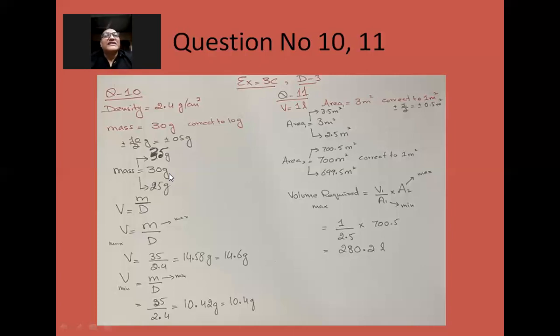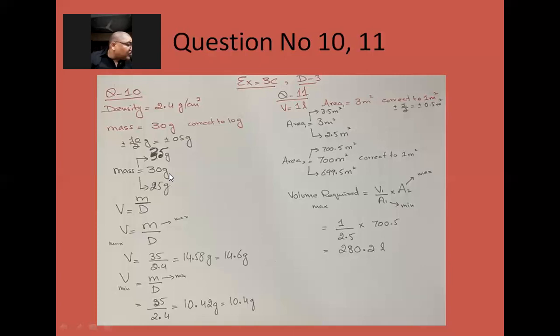So the maximum value of the volume will be 14.6 gram and the minimum value of the volume will be 10.4 gram. So my dear student, that was question number 10. Hopefully you have understood. So let's move to the next question.